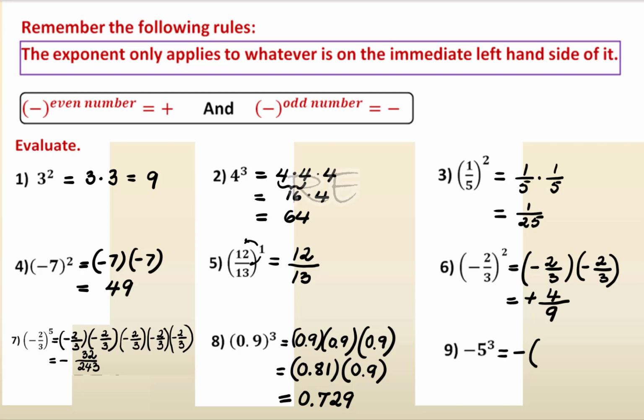There's no parentheses. So we need to exponentiate first and then tack on the negative sign. So it's 5 times 5 times 5. And then we tack on the negative sign. 5 times 5 is 25 times 5. So it's going to be negative 125.